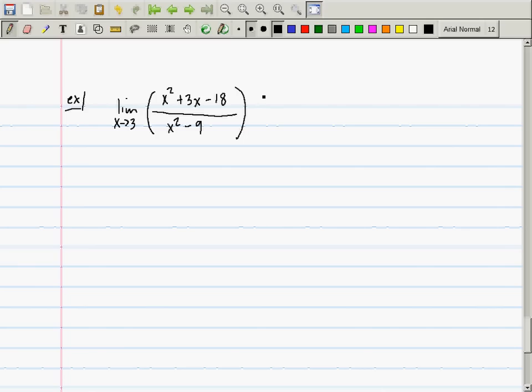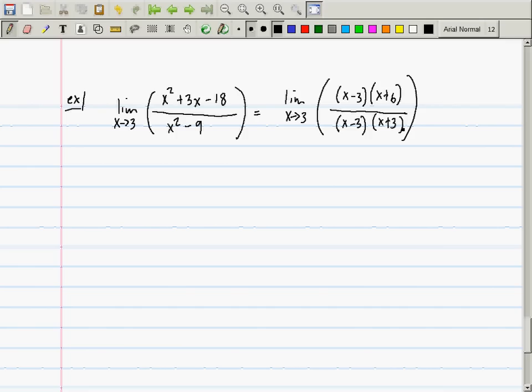No. So if these are polynomials, and because you're plugging in 3, you get a 0 in each one of them, that means it is a fact that each one of them has a factor of x minus 3 in it. So they factor in this way. This is x minus 3 multiplied by x plus 6, divided by x minus 3 times x plus 3. So then you can see why you're getting 0 over 0.